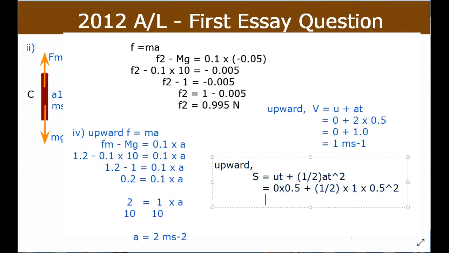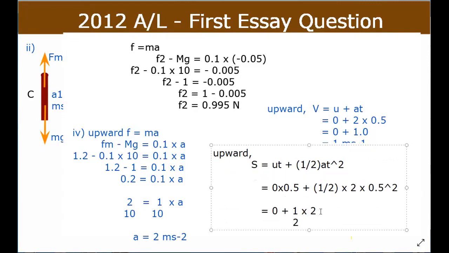0 into anything is 0, plus half. Let me write half as half. So acceleration is 2, right? Yes, acceleration is 2. Then what will happen? Into what is 0.5 square here? 0.5 square is 0.25. Now this 2 and this 2 cancel out.